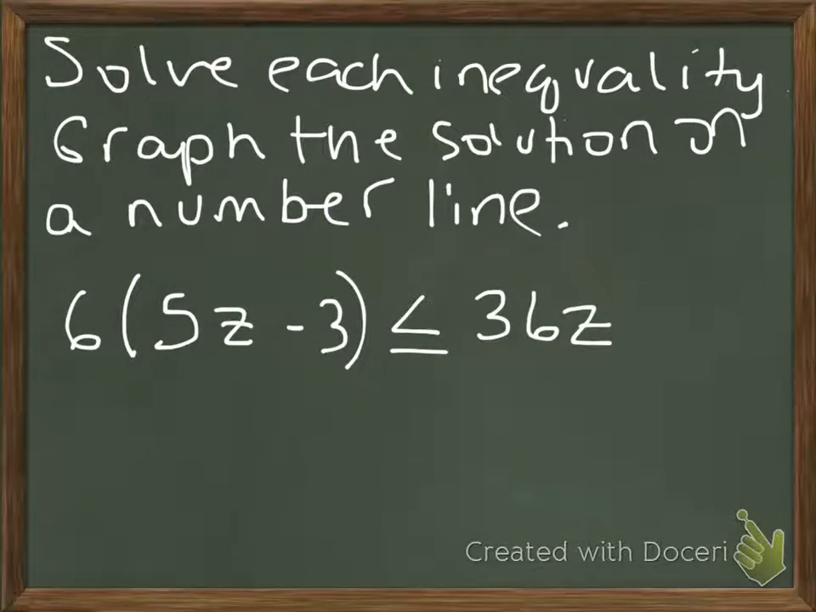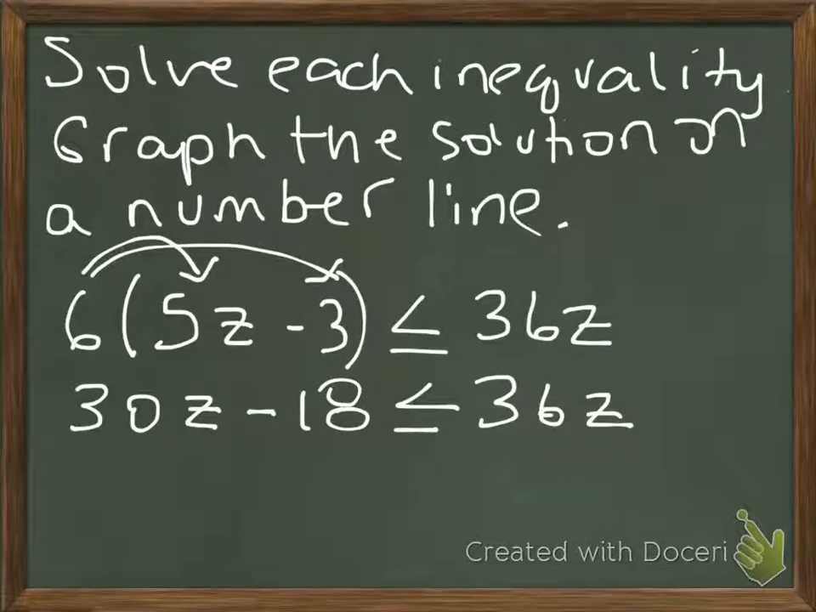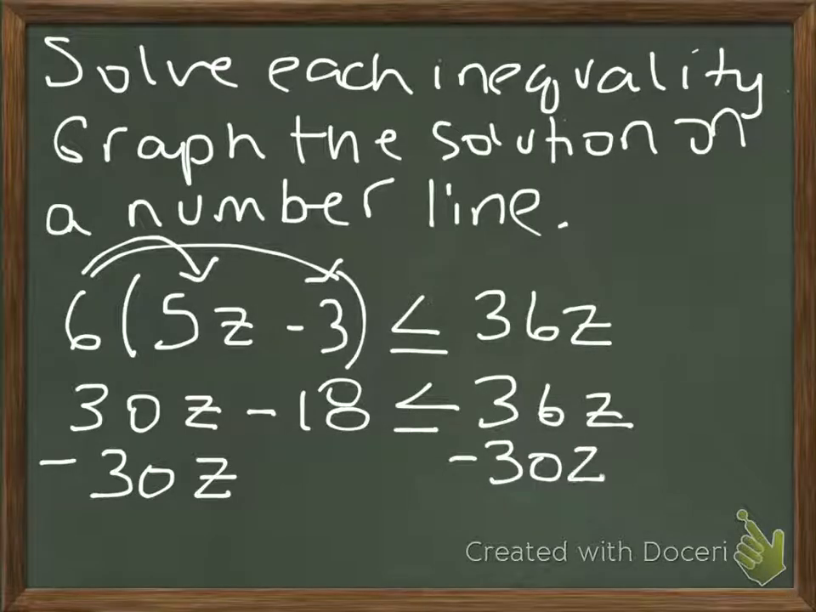Next part, we're going to graph the inequality on a number line and solve. So we need to get z by itself first. We're going to solve for z, so we're going to distribute first. We get 30z minus 18 less than or equal to 36z. We need to combine like terms, so we're going to move the 30z over to be with the 36z, because if we move the 36z over, we would have nothing on that side, and we never want nothing on one side. Then we have negative 18 left over.